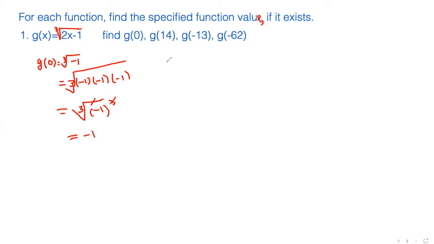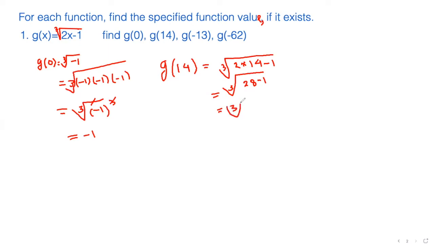So let's try g(14). Again, we are going to plug in 14 for x, so that will be the cubic root of 2 times 14 minus 1. So it's 28 minus 1. So it's 27. So the cube root of 27 is 3. 3 times 3 times 3 is 27. So the answer is 3.